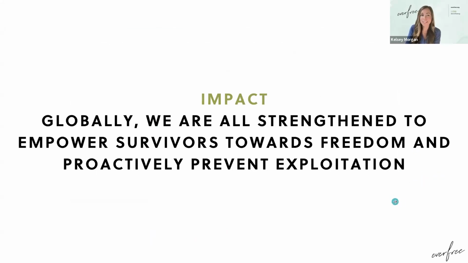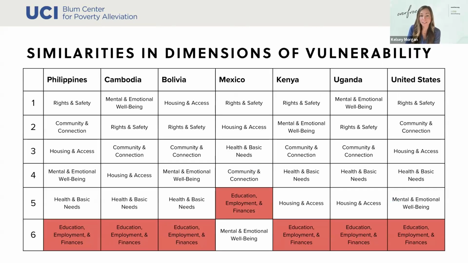And globally, we use this data to empower and strengthen survivors. This is an example of what the data looks like across the 7 sites where the tool has been piloted, showing that education, employment, and finances is the domain with the highest level of vulnerability for 6 out of the 7 sites where the tool has been deployed.